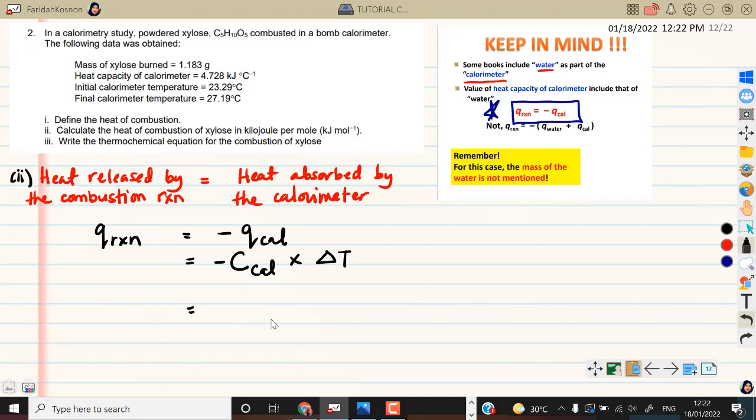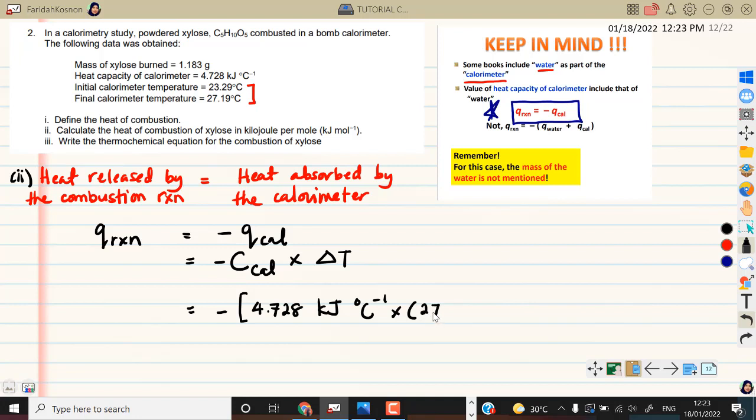Saya terlupa nak tulis. It is negative, right? Negative 4.728 kilojoule per degree Celsius. Alright, times the delta T. So, daripada data ini, saya nak awak tekan kalkulator kira delta T. Okay, kirakan delta T. Kalau nak kira terus kat dalam ni pun boleh jugalah. Maksudnya you kena tunjuk kat sini apa dia.